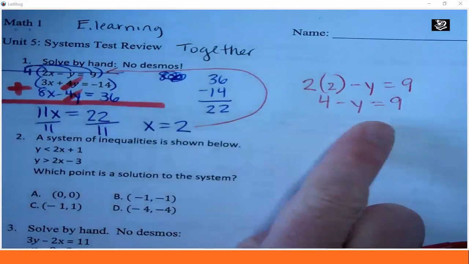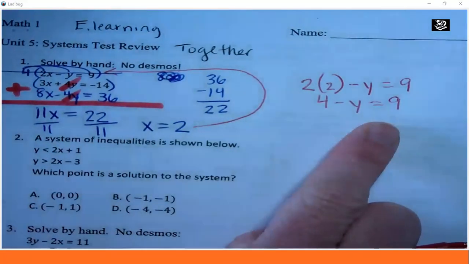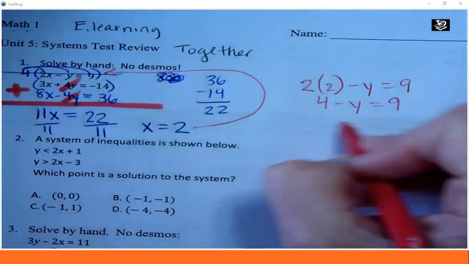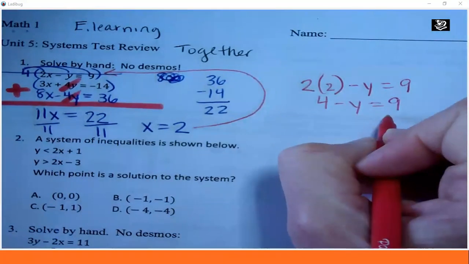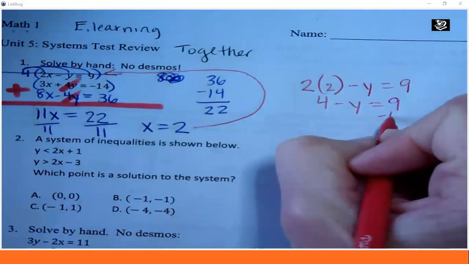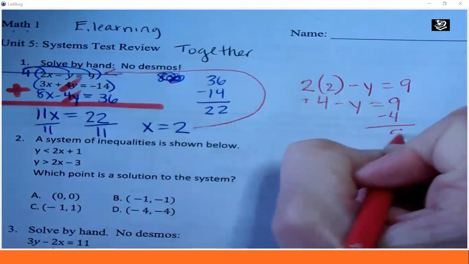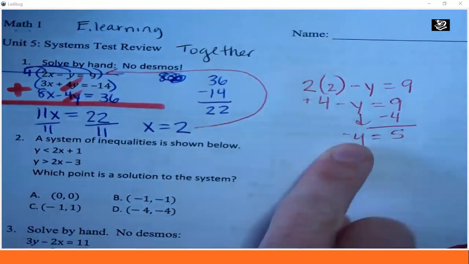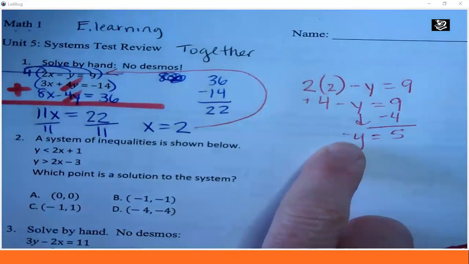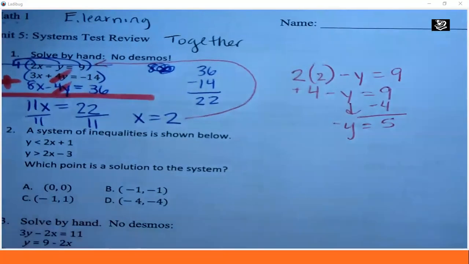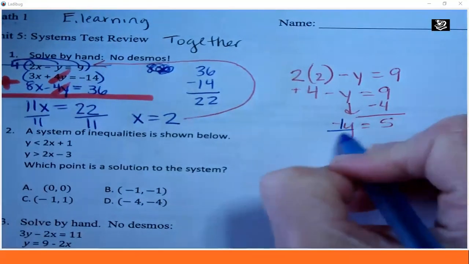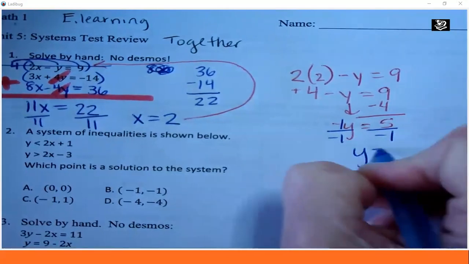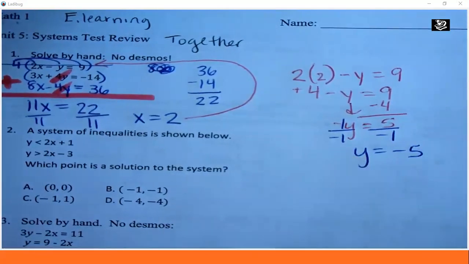Caleb, what do I do next right here? You move the 4 over. Do I add it or subtract it? Subtract it. Good, because it was a positive 4. So I subtract it, gives me 5. And I have to do one more step. Mia, what do you have to do when there's a negative in front? What number does that mean is there? Is it a 1? Yep, so I have to divide both of them by negative 1. So I get y is negative 5.